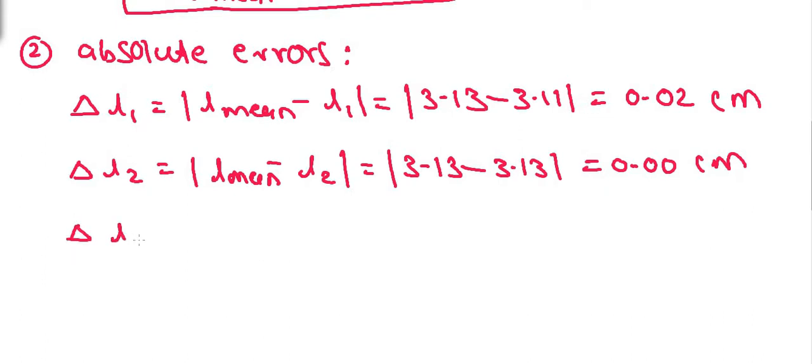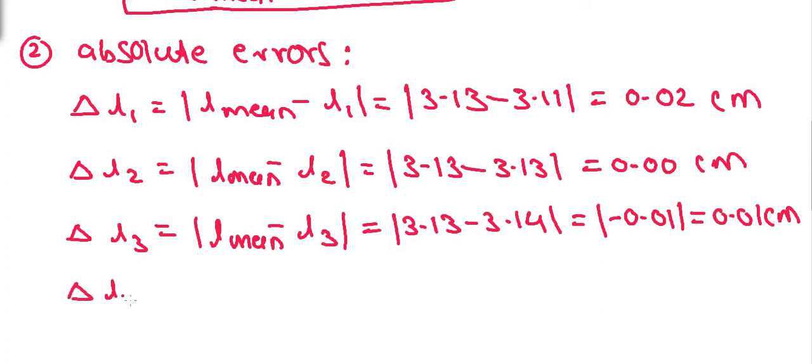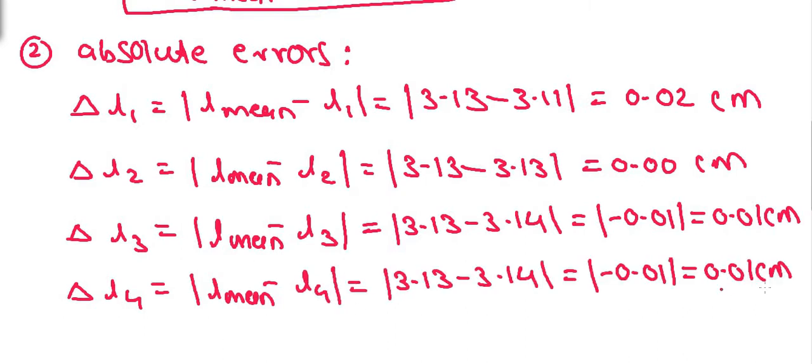Now delta L3 is equal to mod of L mean minus L3. These two vertical lines stand for modulus. That means whatever is the answer, positive or negative, you have to consider only a positive value out of it. So see over here, 3.13 minus 3.14 is minus 0.01. But finally we are going to write 0.01 only. Consider only positive value. Now delta L4, the individual absolute error in the measurement of the fourth reading, is L mean minus L4, that is equal to 0.01 centimeter.